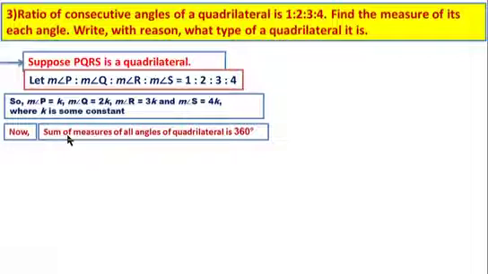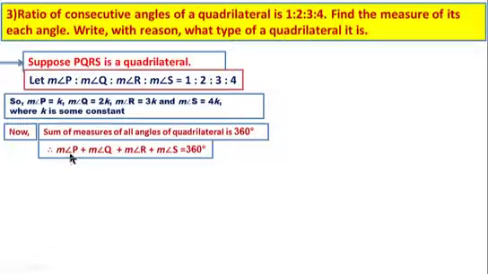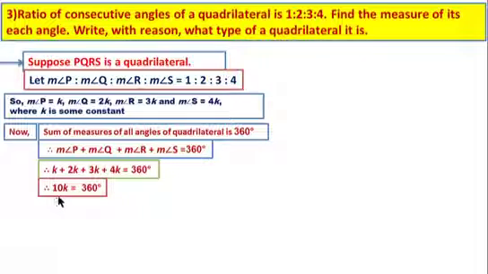Now sum of measures of all angles of quadrilateral is 360 degree. Therefore measure of angle P plus measure of angle Q plus measure of angle R plus measure of angle S is equal to 360 degree. Therefore K plus twice K plus thrice K plus 4K is equal to 360 degree. Therefore 10K is equal to 360 degree, and therefore K is equal to 36 degree.